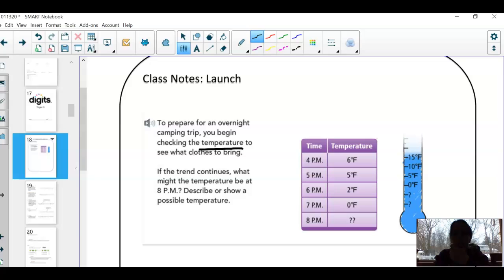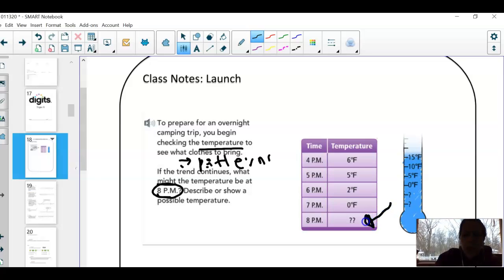If the trend, another word for trend is pattern, continues, what might the temperature be at 8 p.m.? Notice the word might. That means we don't know for sure. You're making a good guess about what the temperature is going to be, okay? You need to decide what you think this temperature is. Necesitas decidir que tú piensas sobre esta temperatura, okay?